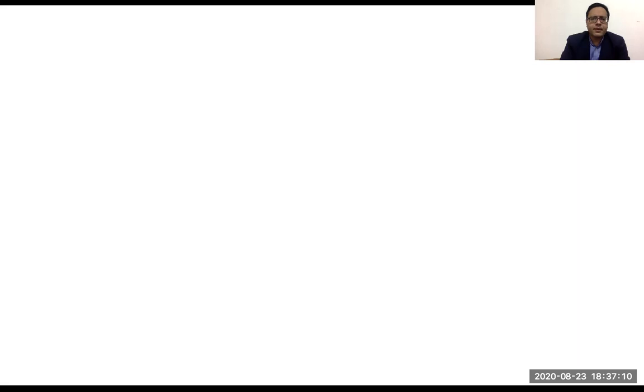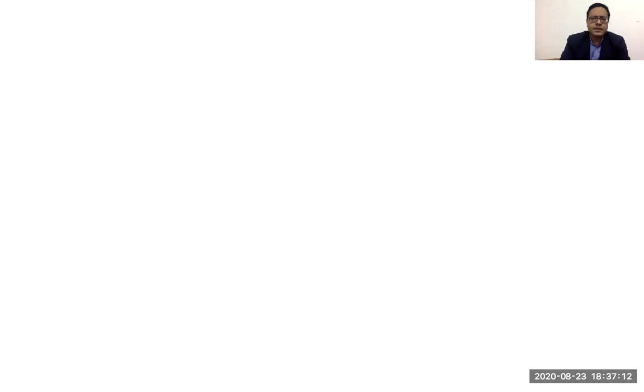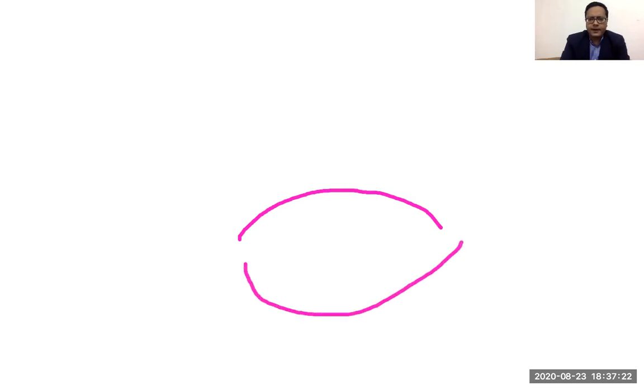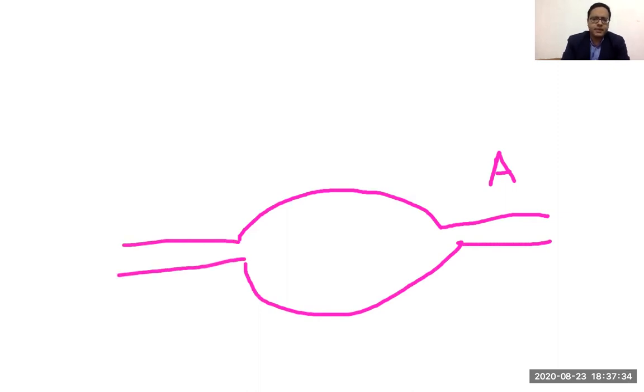So let me draw a capillary there. Suppose this is a capillary. And this side is the arterial side of the capillary. I am labeling it as A. And this side is the venous side of the capillary. I am marking it as V.